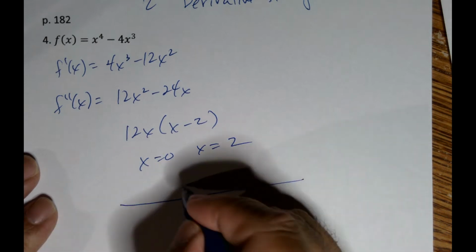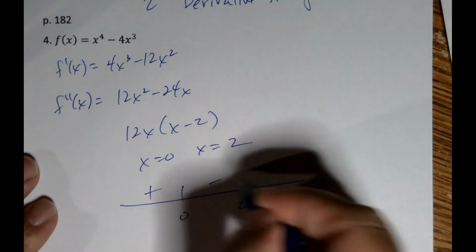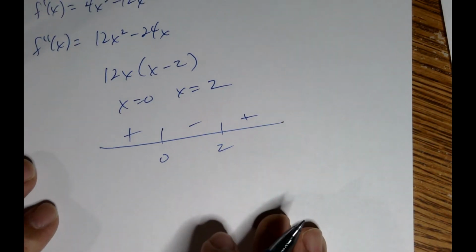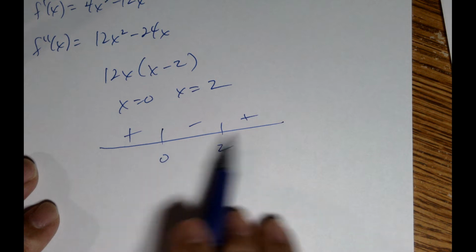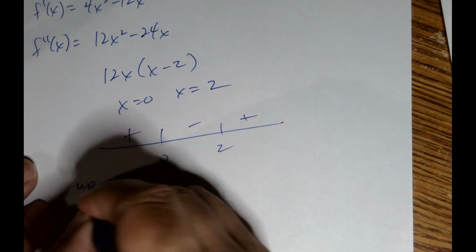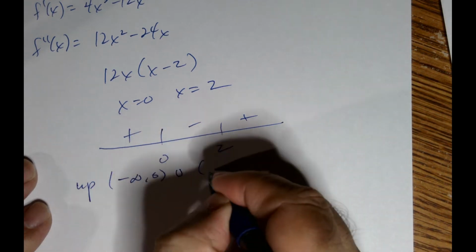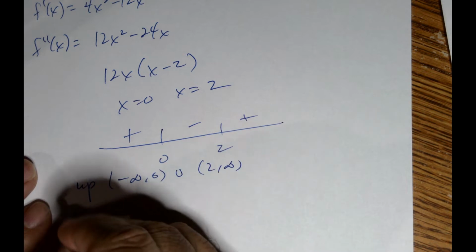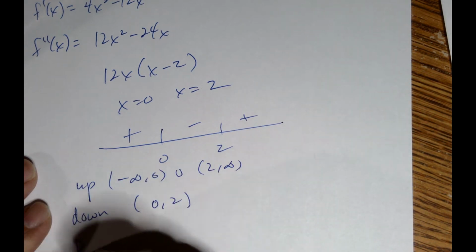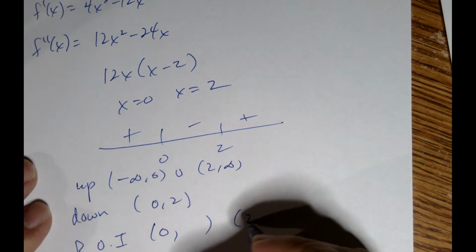Make a sign chart, 0, 2. It's going to be positive, negative, positive. I'll let you do the sign chart on your own. If you need help with that, please let me know. All right, so that means it's concave up from negative infinity to 0 and from 2 to infinity. It's concave down from 0 to 2. You have points of inflection at 0 comma something and 2 comma something.